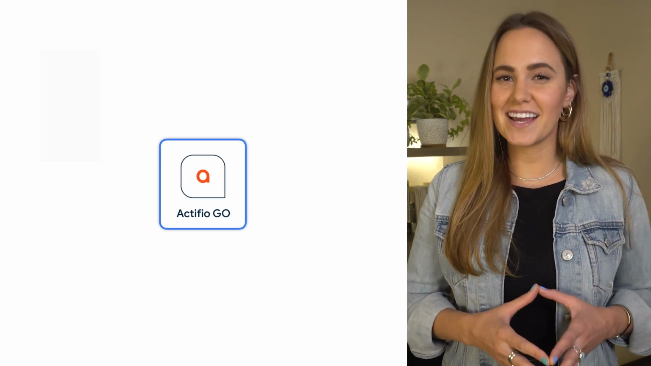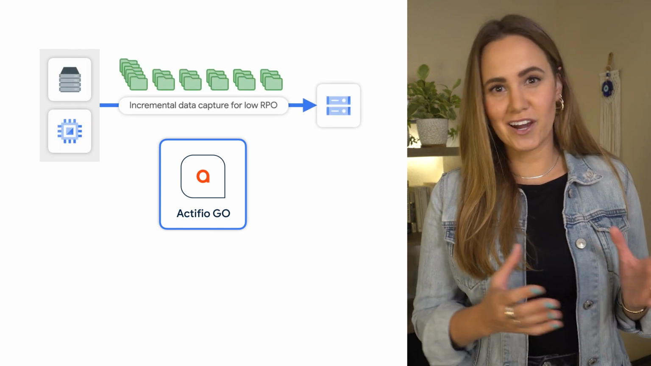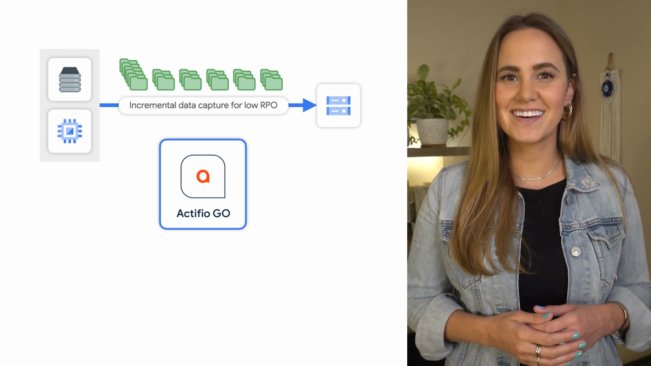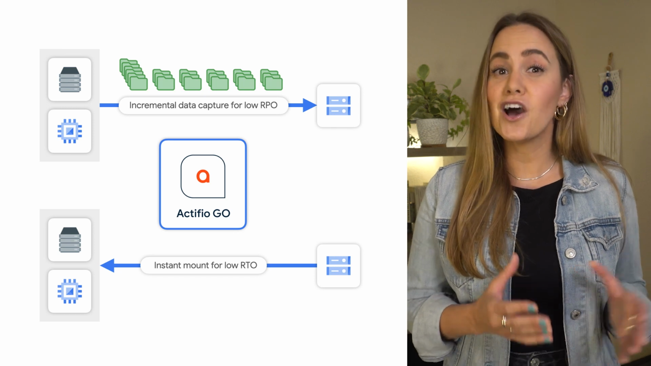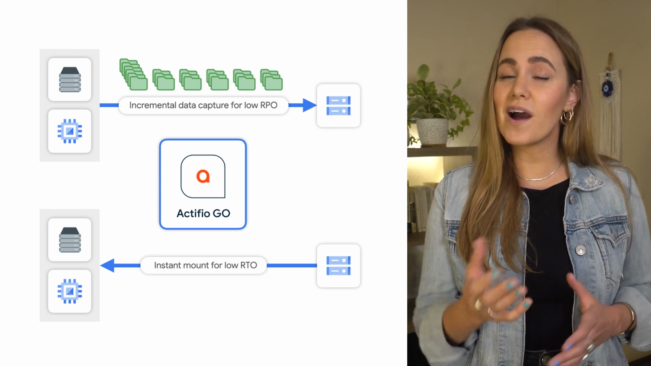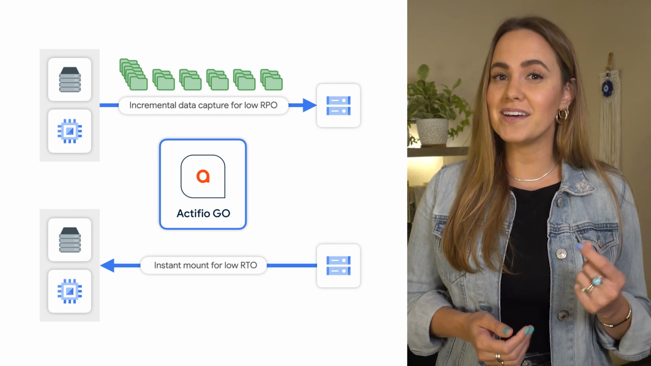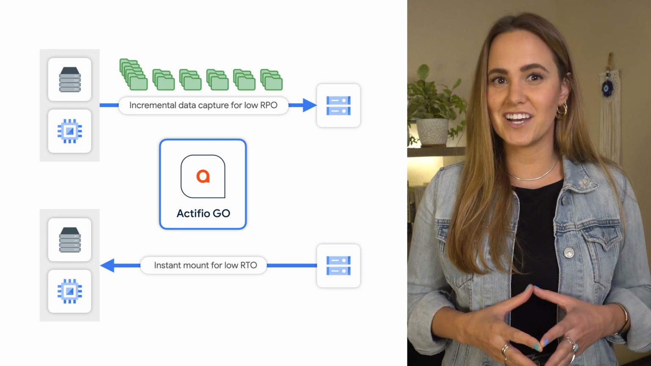Using intelligent data capture and recovery methods, Actifio GO provides low RPO and low RTO for backup and disaster recovery use cases. Customers can also utilize cost-effective cloud storage for long-term retention as well as disaster recovery, while still achieving RTO of minutes by restoring on-demand in Compute Engine or VMware Engine.